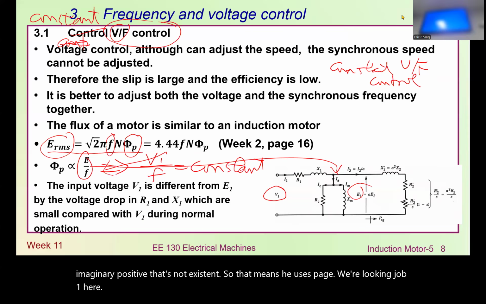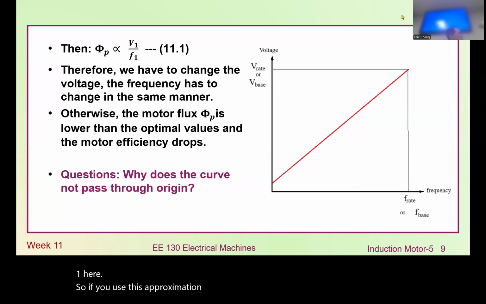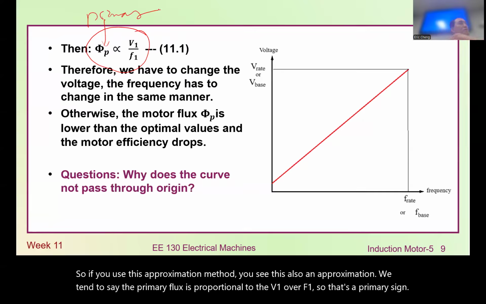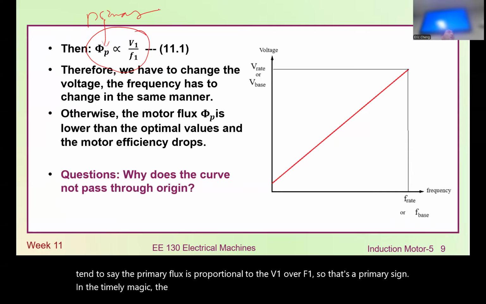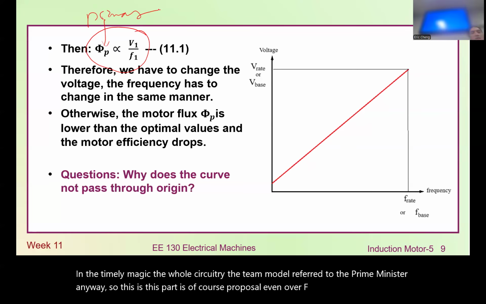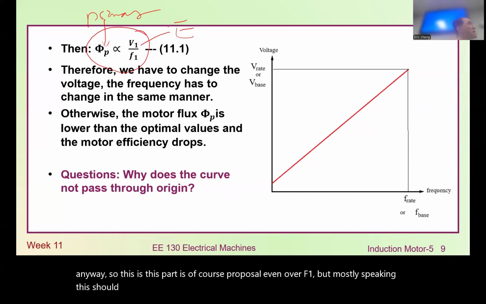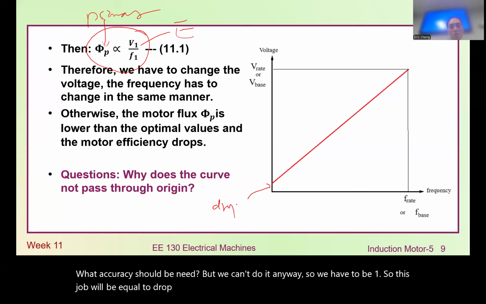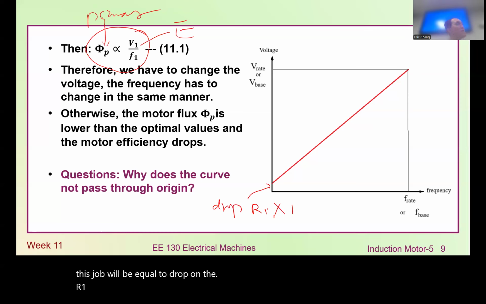If you use this approximation method, you see this is also an approximation. We tend to say the primary flux is proportional to V1 over F1. That's the primary side, in the primary winding; the whole circuitry, the T model, is referred to the primary side anyway. So we say this primary flux is of course proportional to V1 over F1, but more strictly speaking, this should be E, right? More accurately it should be E, but we can't use E anyway, so we have to use V1. So this voltage drop will be equal to the drop on R1 and X1, right? That's what happens.